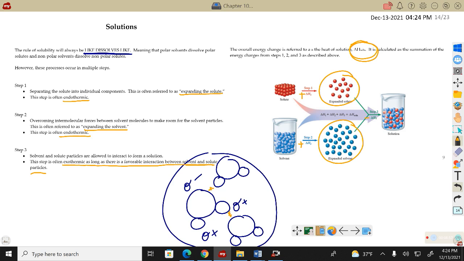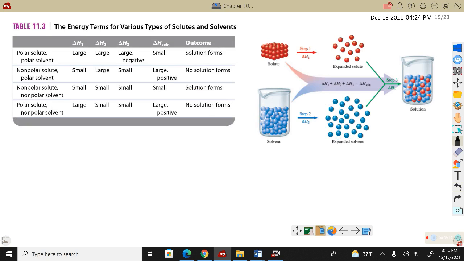It kind of just depends on these processes. And it's kind of a combination of this one versus this one. 1 and 2 being endothermic, step 3 releasing energy. Again, as long as it's like dissolving with like, that it's a favorable interaction. And that's really all we need to know about solution formation for now.